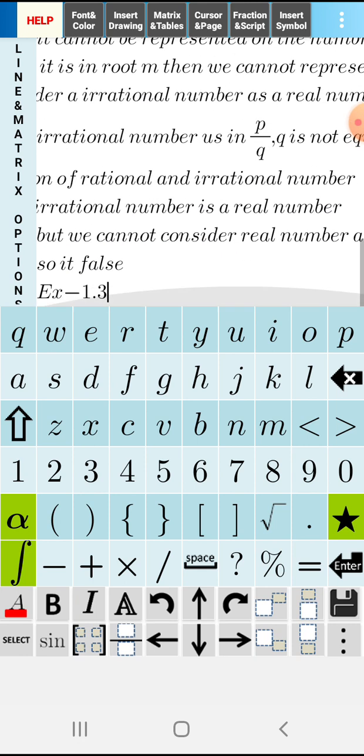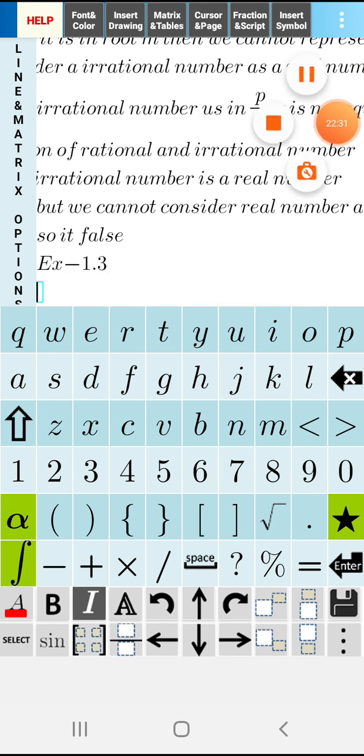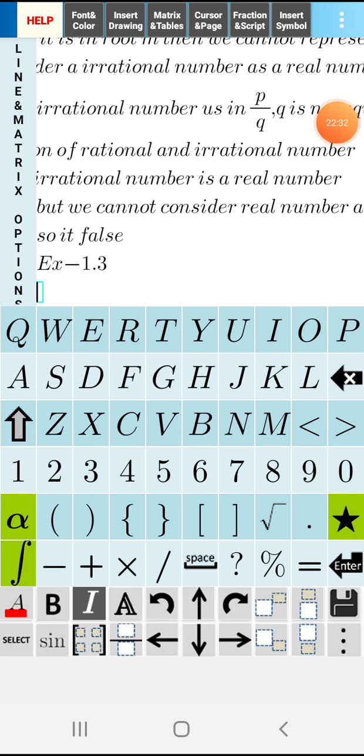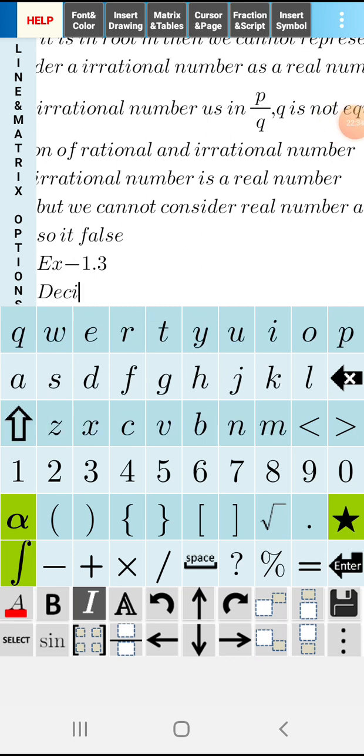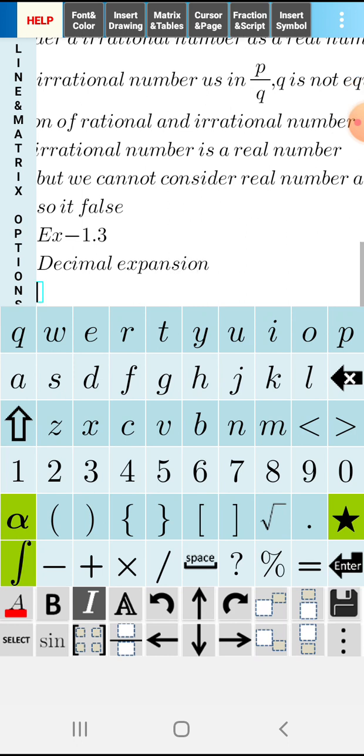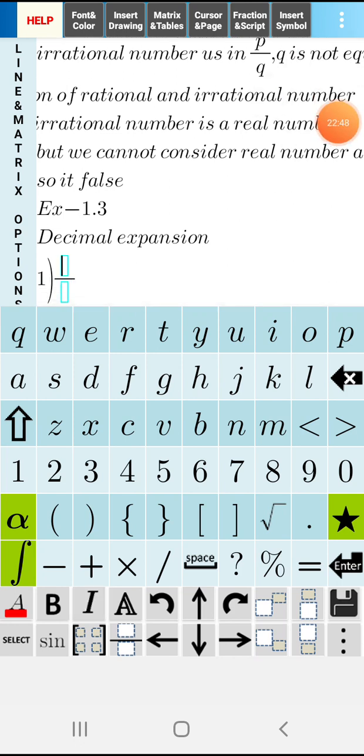So next, I am going to explain decimal expansion. We have to find the decimal expansion in the questions. When we divide, whatever expansion we get, we should write it, that's all. So the first question they have given is 36 by 100.